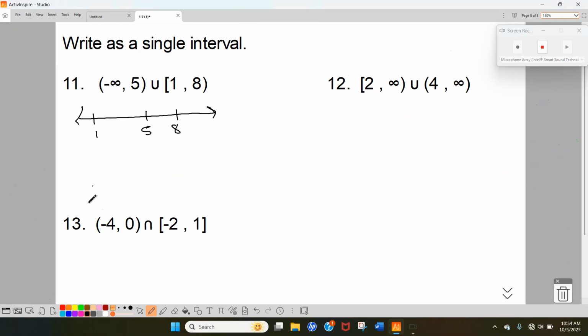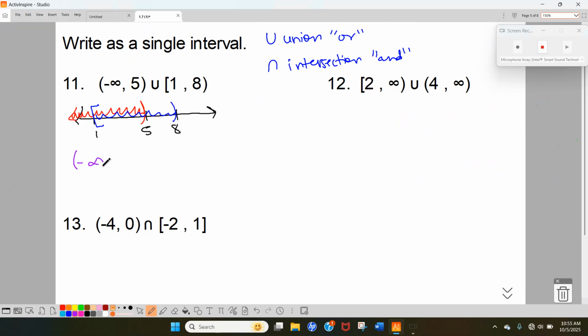And it says we want everything up to 5. And then I want everything from 1 to 8. This is U, is union. It means or. This symbol is an intersection, and you can read that like an and. All right, so here we're uniting these. So anything that's shaded goes. So if I combine those, then I'm going to go everywhere from -infinity all the way to 8. Like all of this was shaded, so that is my solution.